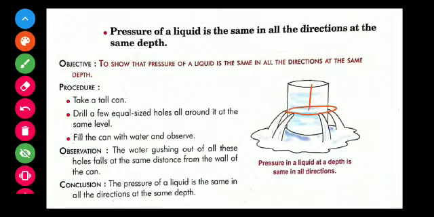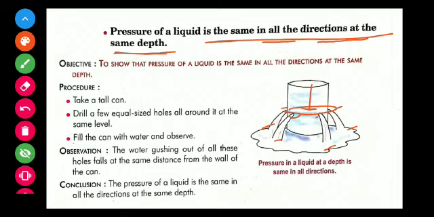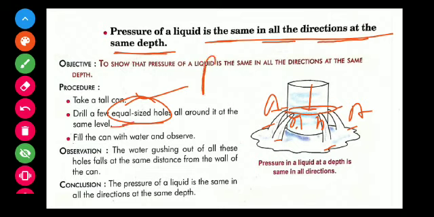Next is the same level. In this case, depth is the same for all points, therefore the pressure is the same for all points. The pressure of a liquid is the same in all directions at the same depth. Again, take a tall can, drill a few equal size holes. Please keep in mind, equal size of holes means the area of each hole should be the same, all round it at the same level. At the same level means the depth is the same, h is the same.